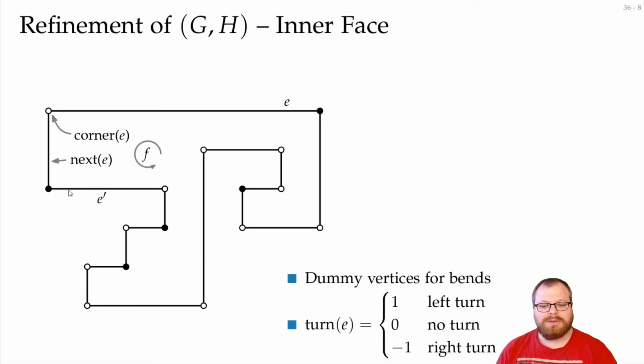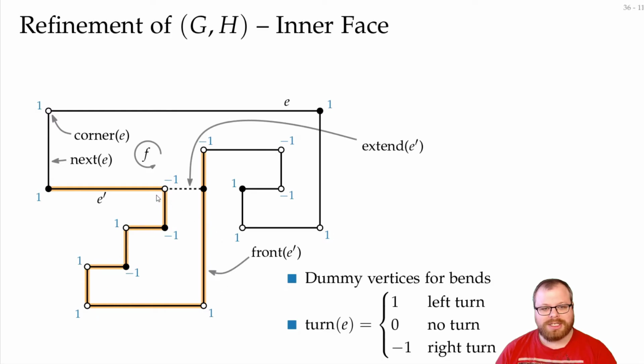For that, we look at the turns. So a turn of an edge is a -1 if we go to the right, a 1 if we go to the left, and a 0 if we go straight. Now just from the turns, we want to find this front such that we can extend the edge here and get a projection of this edge onto the front. And how can we find it from the turns?